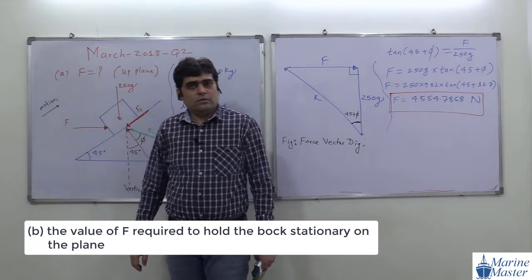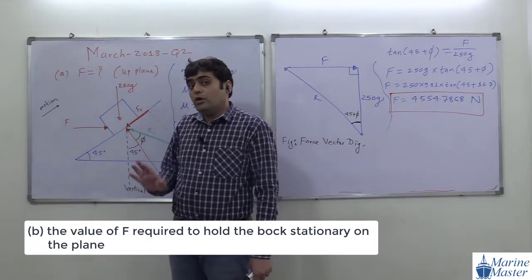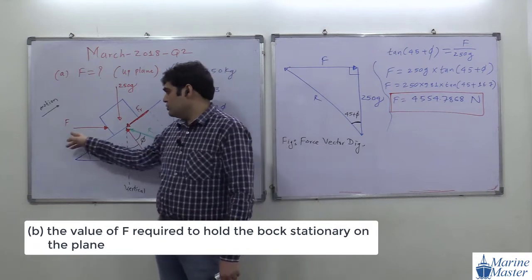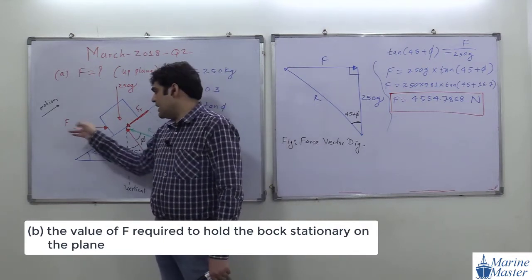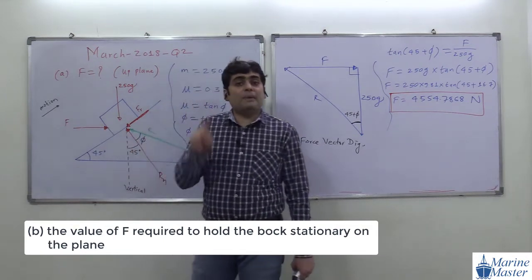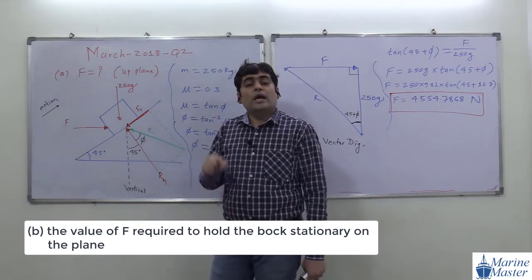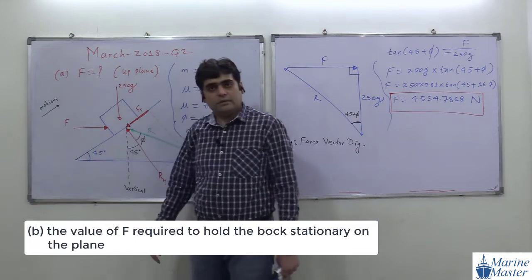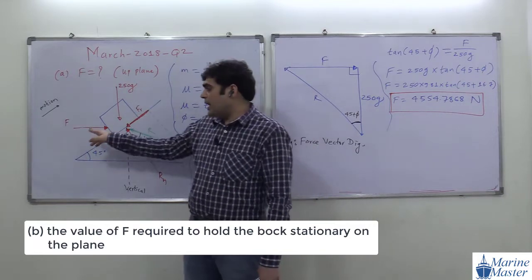Block will slide down. But we want to oppose that motion. To oppose that motion, what do we have to do? We have to apply the force F like this. So in B part, how is the block going to move? In B part, the block is going to move down the plane. And here we are applying a force F.